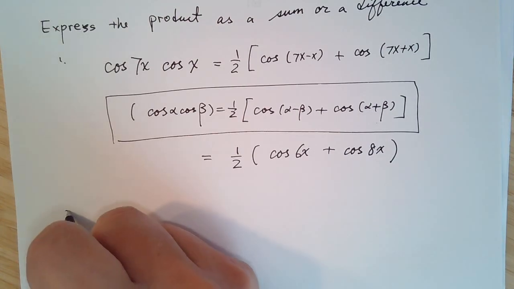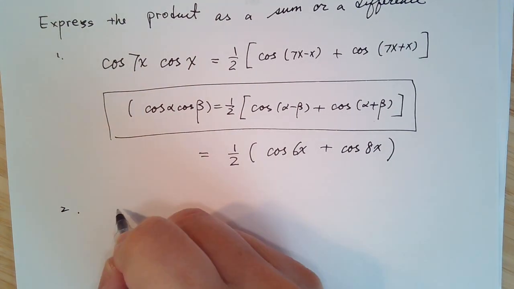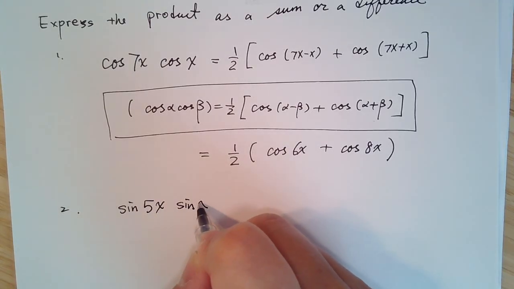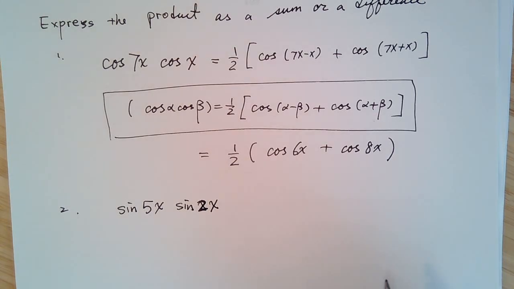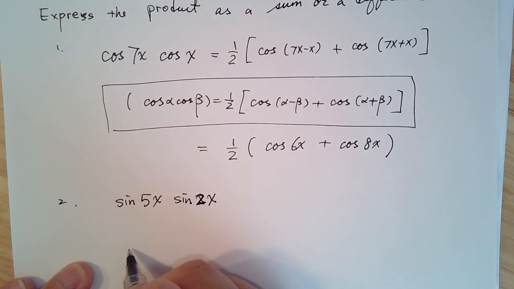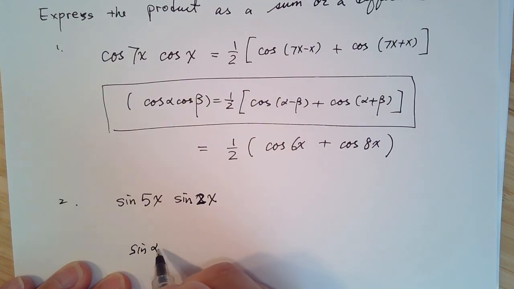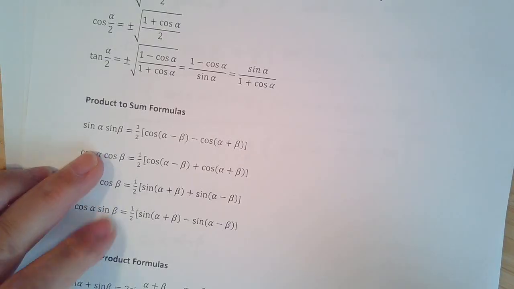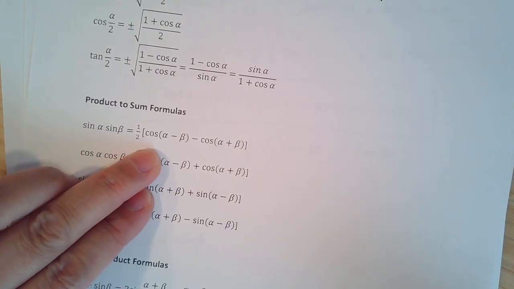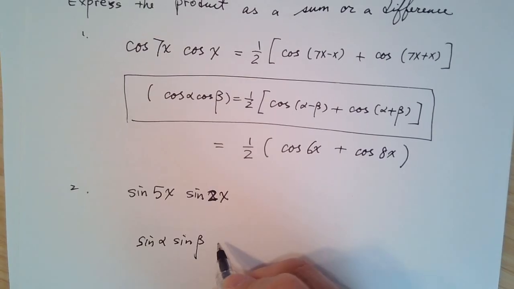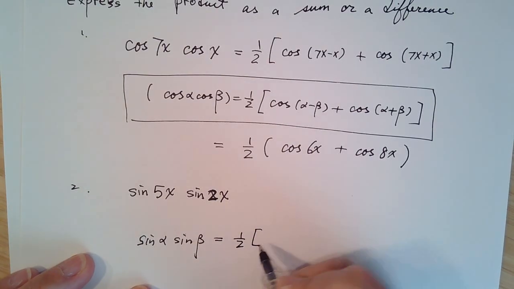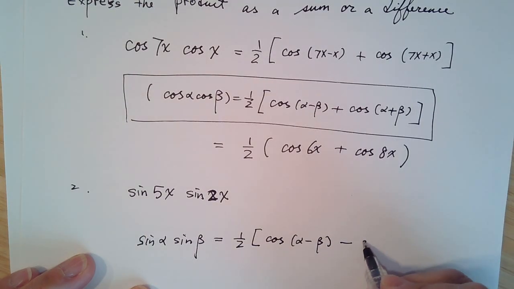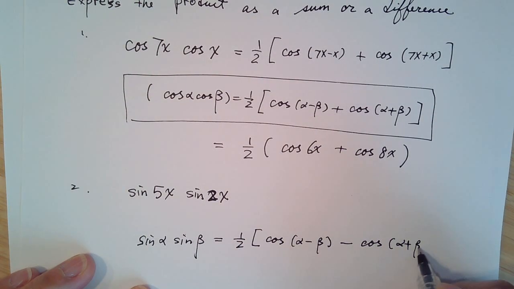Okay. Number two, I do the same thing. I ask you to do this: sine 5x and sine 2x. Now, let me just write the formula in the box. Sine alpha, sine beta. If you have the formula or the cheat sheet with you, if you can memorize this, it's going to be half of a cosine difference minus cosine sum. So that would be half of cosine alpha minus beta, minus cosine alpha plus beta.